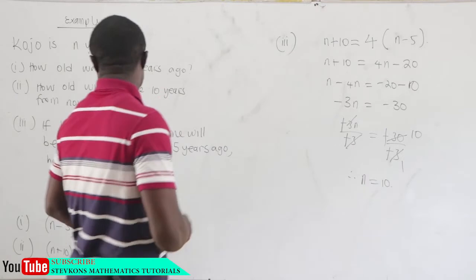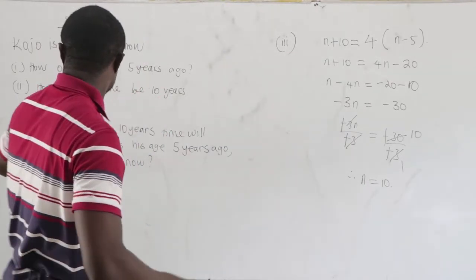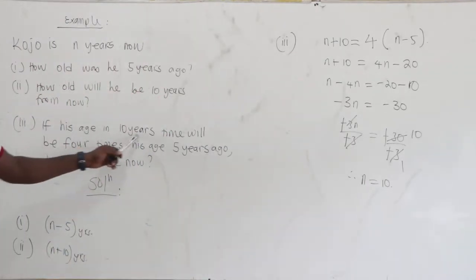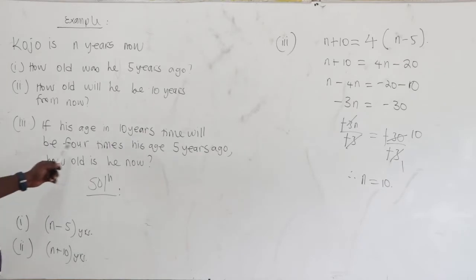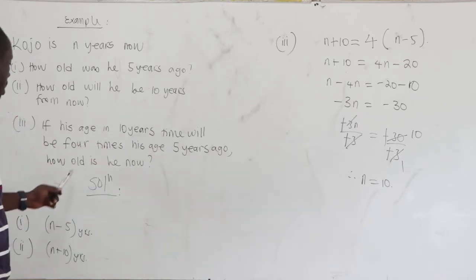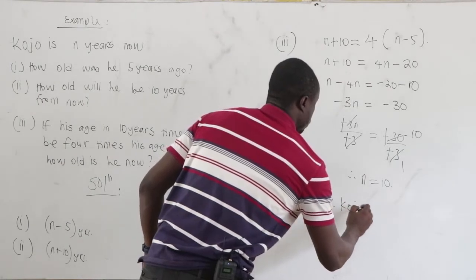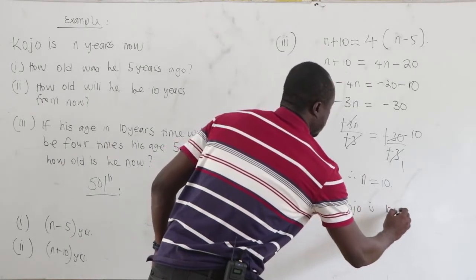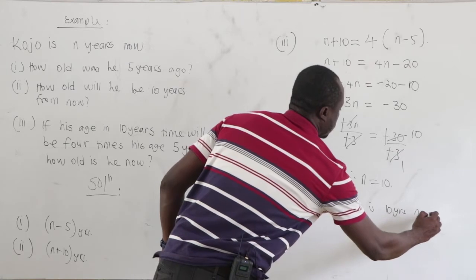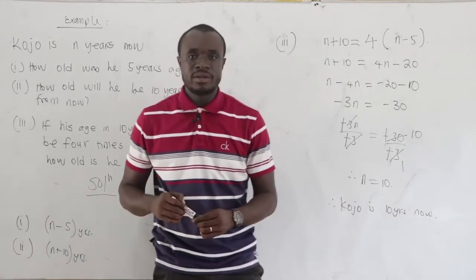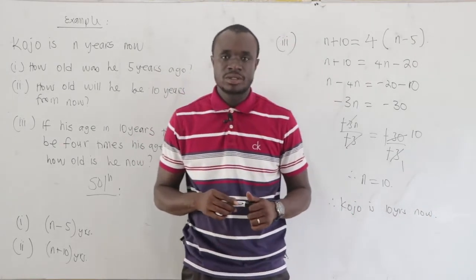Now, what is the question? The third one: if his age in 10 years' time will be 4 times his age 5 years ago, how old is he now? So you can say that Kojo is 10 years now. That is very, very easy. Let's consider the next past question.